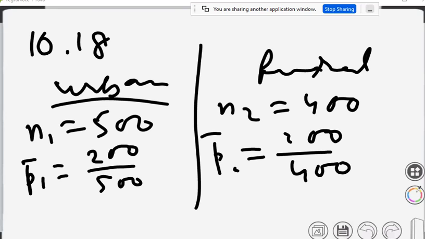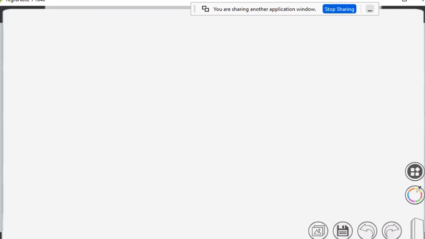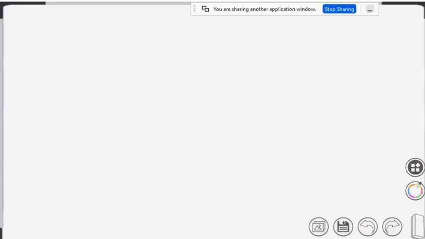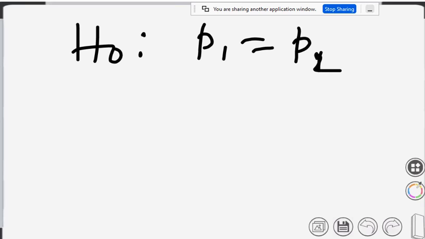So what will be the null hypothesis in this case? Will it be mu1 is equal to mu2? No, not mu1 equal to mu2. Here proportion is given. So we'll be considering the null hypothesis P1 equals P2, where P1 is the population proportion of the urban population, and P2 is the population proportion for the rural population. And what are the values that are given?